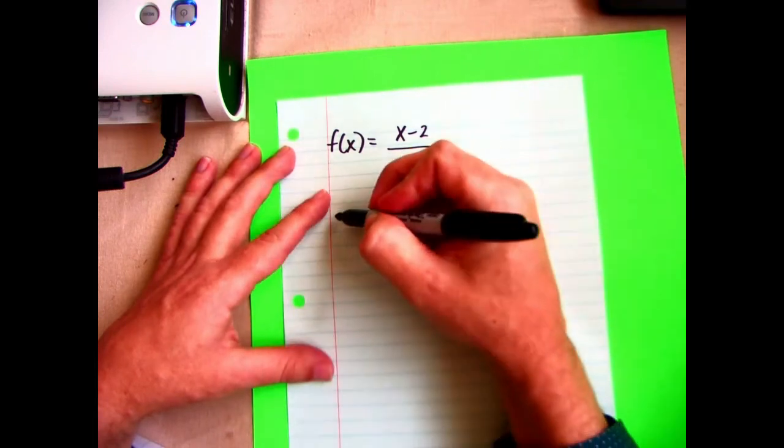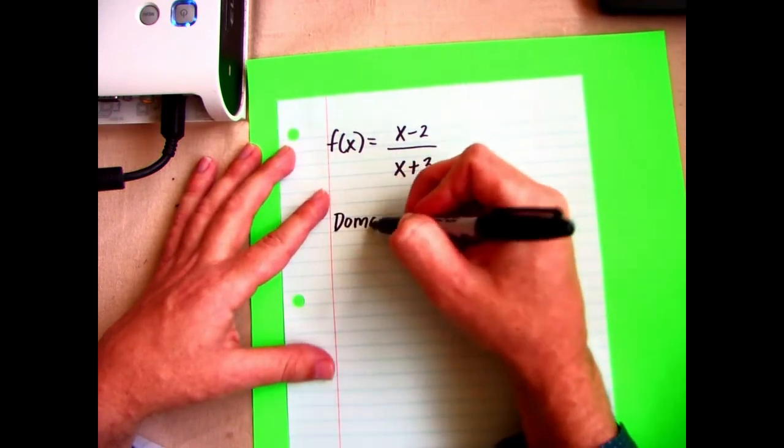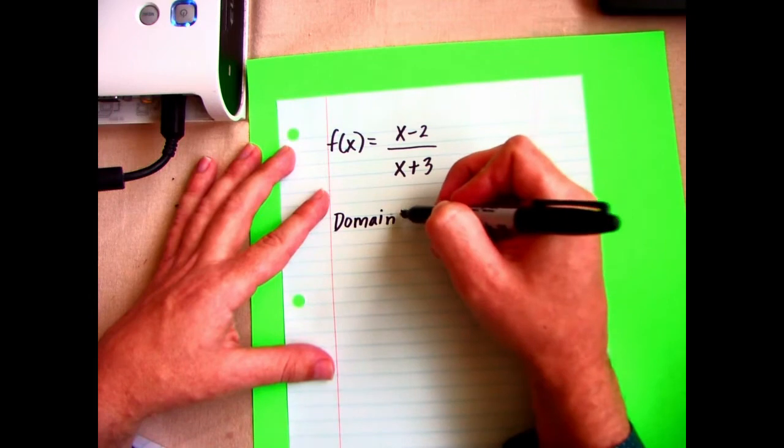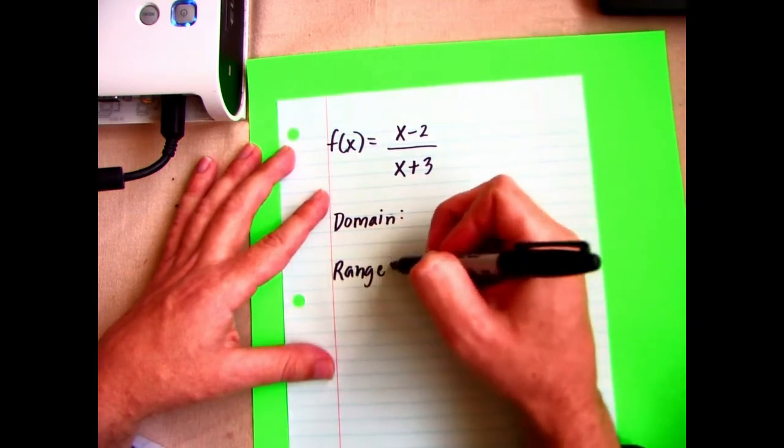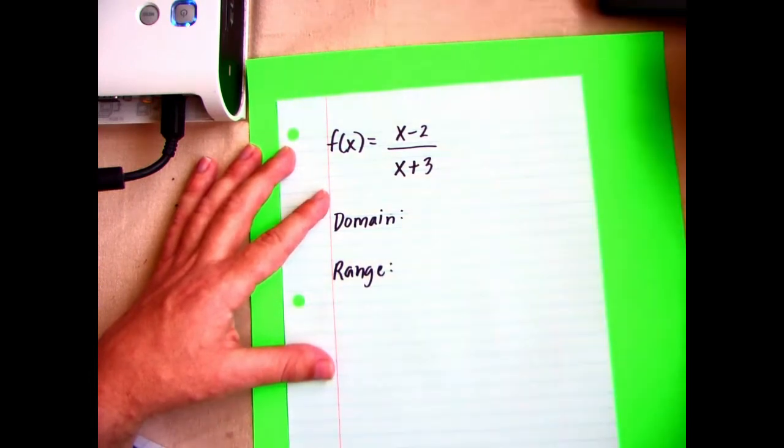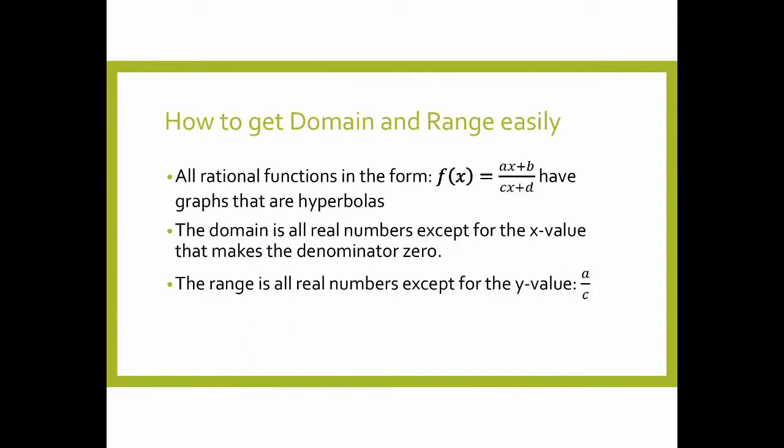So here's another example, and I'm going to give you here in a minute an easy way to find domain and range. We're going to start all our problems by first identifying domain and range. And here is an easy way to do that. So if you're in the form ax plus b over cx plus d, the domain is all real numbers except for that which makes the denominator 0. And the range is all real numbers except for the y value a over c.